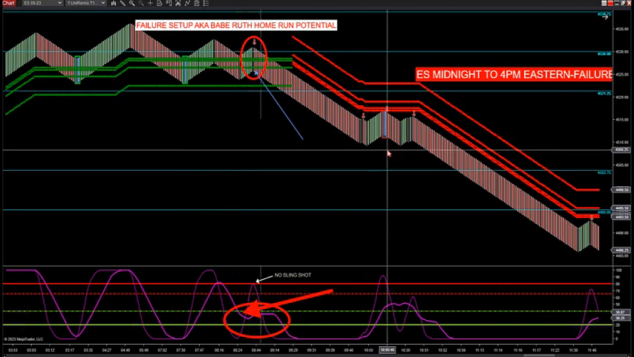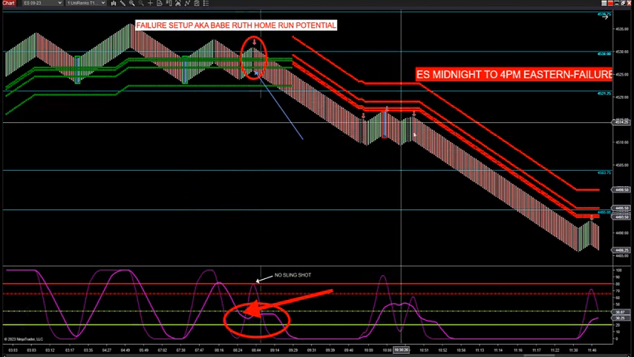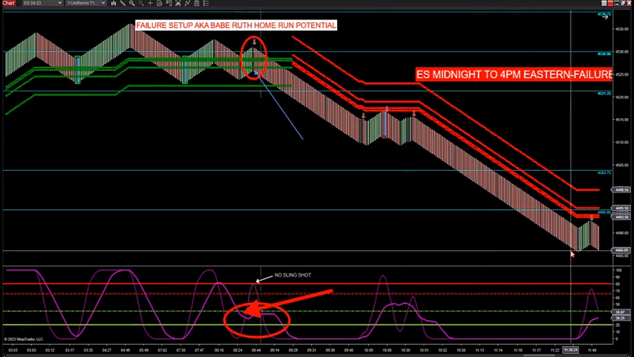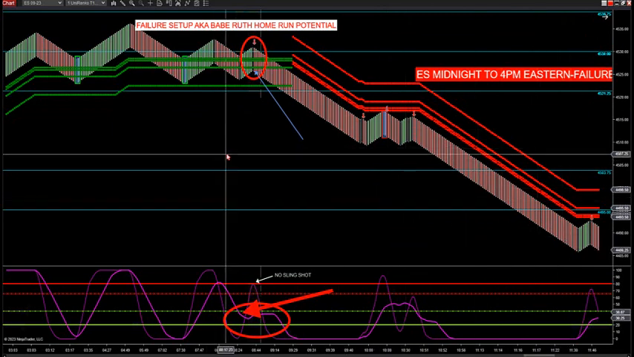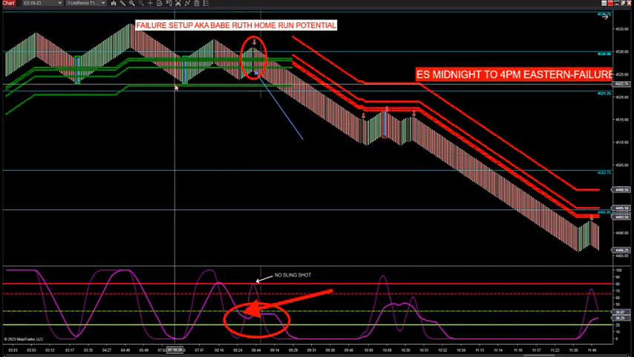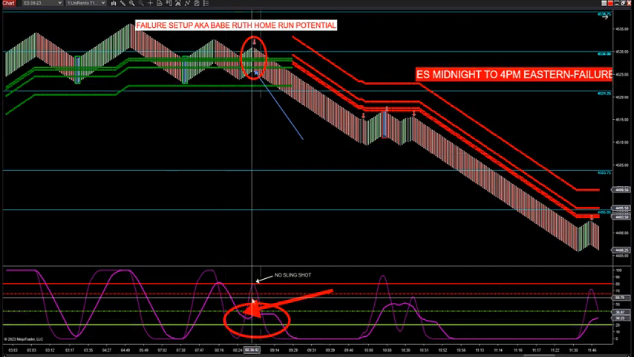So like this, you try to catch a slingshot, you try to get him into the zone and catch those counter-trend traders and try to get that move down. Well, what happens when the slingshot doesn't qualify? Because when you get into this deep zone, you're using this small oscillator down here as your signal line.